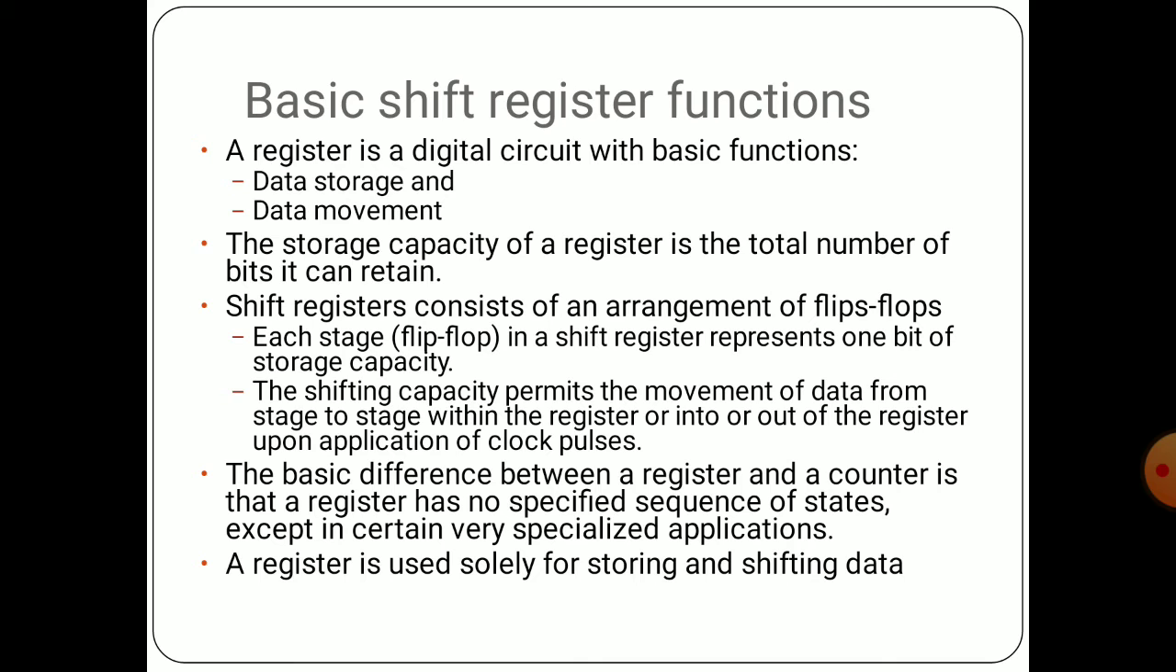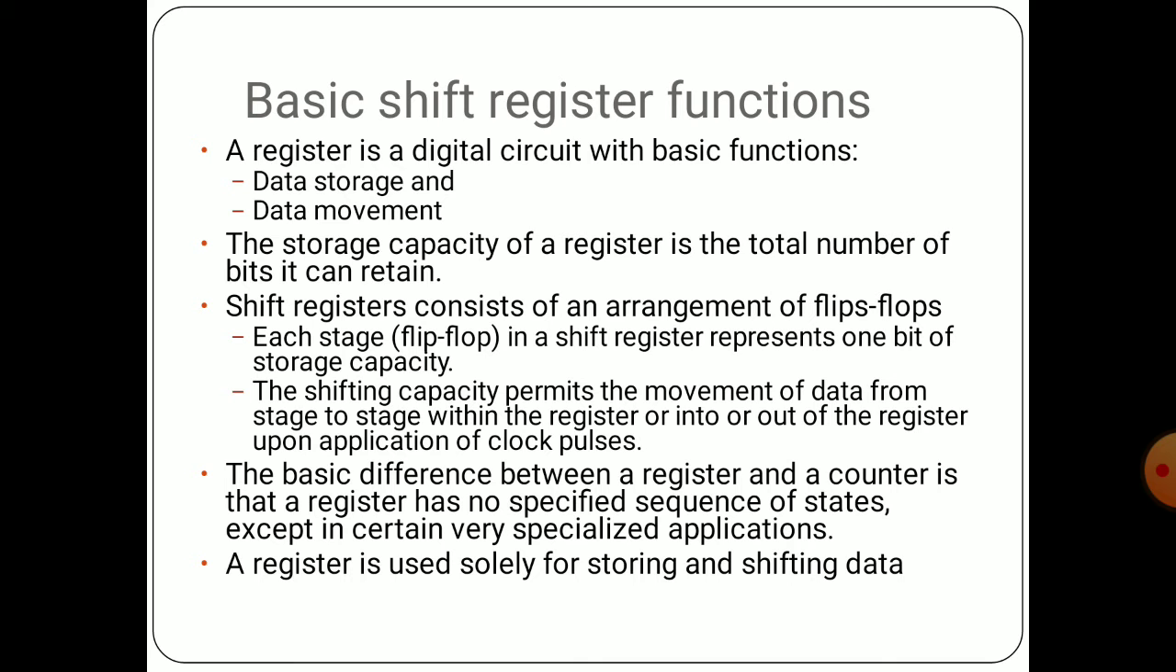A register can do two functionalities: data storage and data movement. Data storage means that a single flip-flop stores 1 bit, 2 flip-flops can store 2 bits, and 3 flip-flops can store 3 bits. It depends on the number of flip-flops.